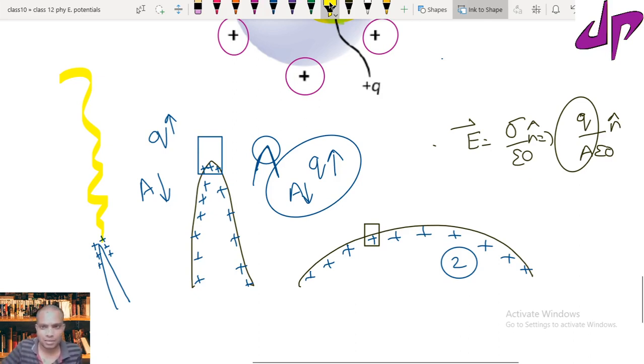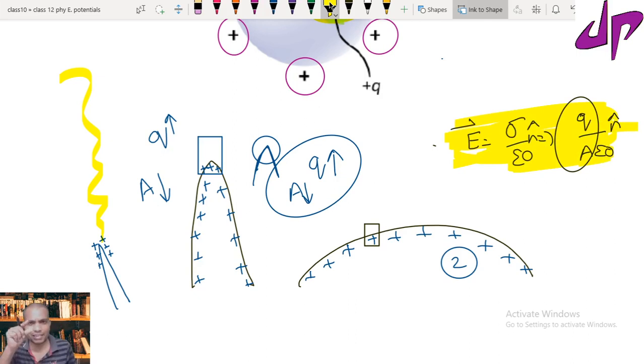The reason is the surface charge density: if the area is less, the charge accumulated by the conductor is more. So these are the properties we need to understand about a conductor in electrostatics.